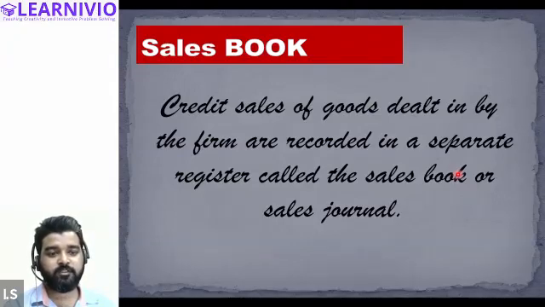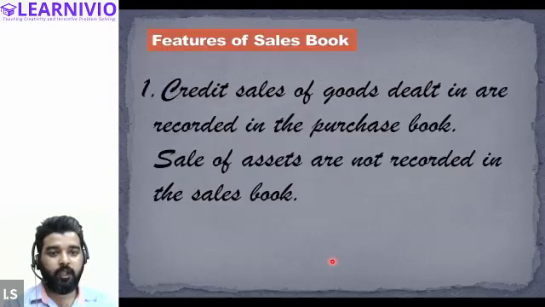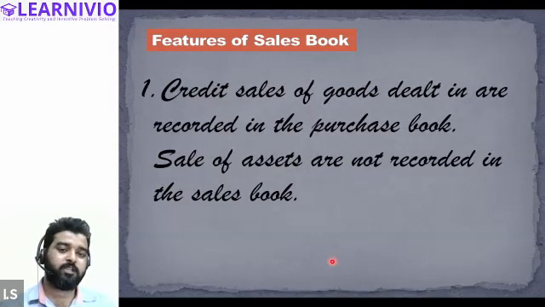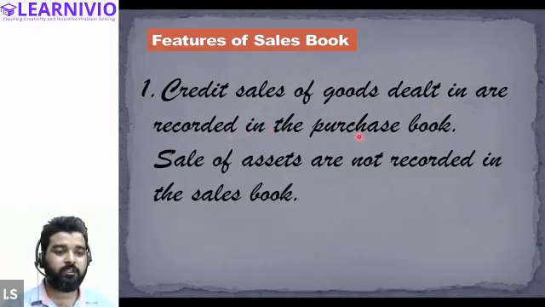So credit sales of goods dealt in by the firm are recorded in a separate register called the sales book, or the sales journal also. You can also call it the sales journal. And just like the purchase book, there are a few features of the sales book also. First of all, credit sales of the goods dealt in are recorded in the sales book. This is the first characteristic.